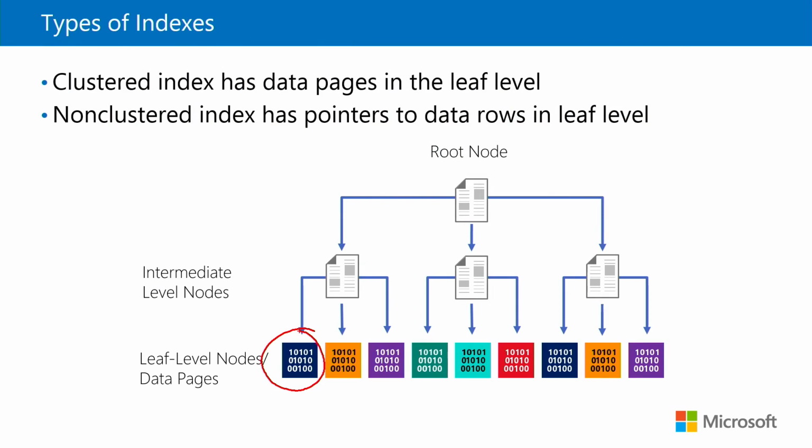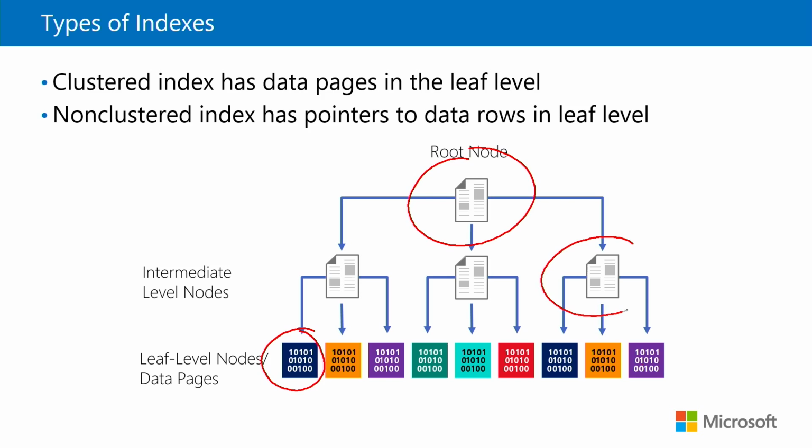Non-clustered indexes are going to have pointers to those rows down in the leaf level. So what we're going to have is pointers that identify back to where the data is stored in the data pages if there's a clustered index. If there's no clustered index, the non-clustered index is going to point to the heap where the data is stored down below.